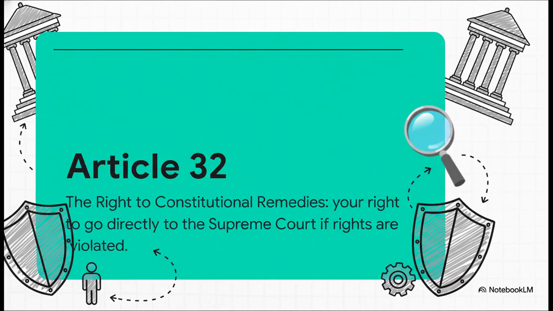This is what makes the whole system work. Get this. Article 32 is a fundamental right in and of itself. It is your right to go straight to the Supreme Court, the highest court in the country, if you feel any of your other rights have been violated. It's the enforcement button that gives the entire shield its power.